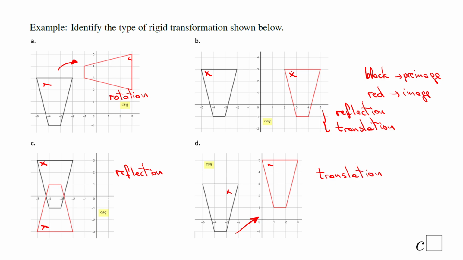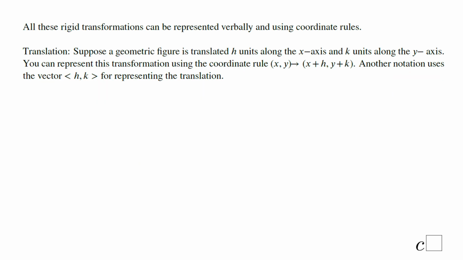And you notice here we move a little bit to this rigid transformation in the rectangular grid, which is probably the main objective of this lesson. So that's the thing I said here. All these rigid transformations can be represented verbally or using a coordinate rule. And we're going to start with the first one, translation, where we have a couple of ways, a verbal way, an algebraic way to represent translation.